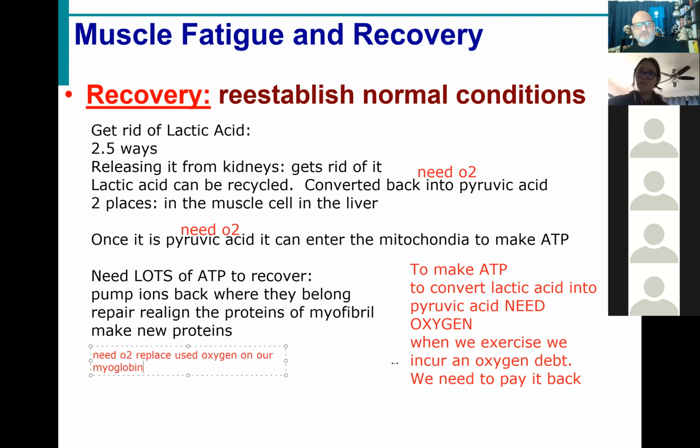Stores oxygen? Yeah. Remember, it was a protein like hemoglobin in the muscle cell that stores a lot of oxygen there in the muscle cell so that it's readily available to be used. Well, if it's been used up, we need to replace that oxygen in the myoglobin, right? So we need to pay back this oxygen debt. And it's not just the muscles.